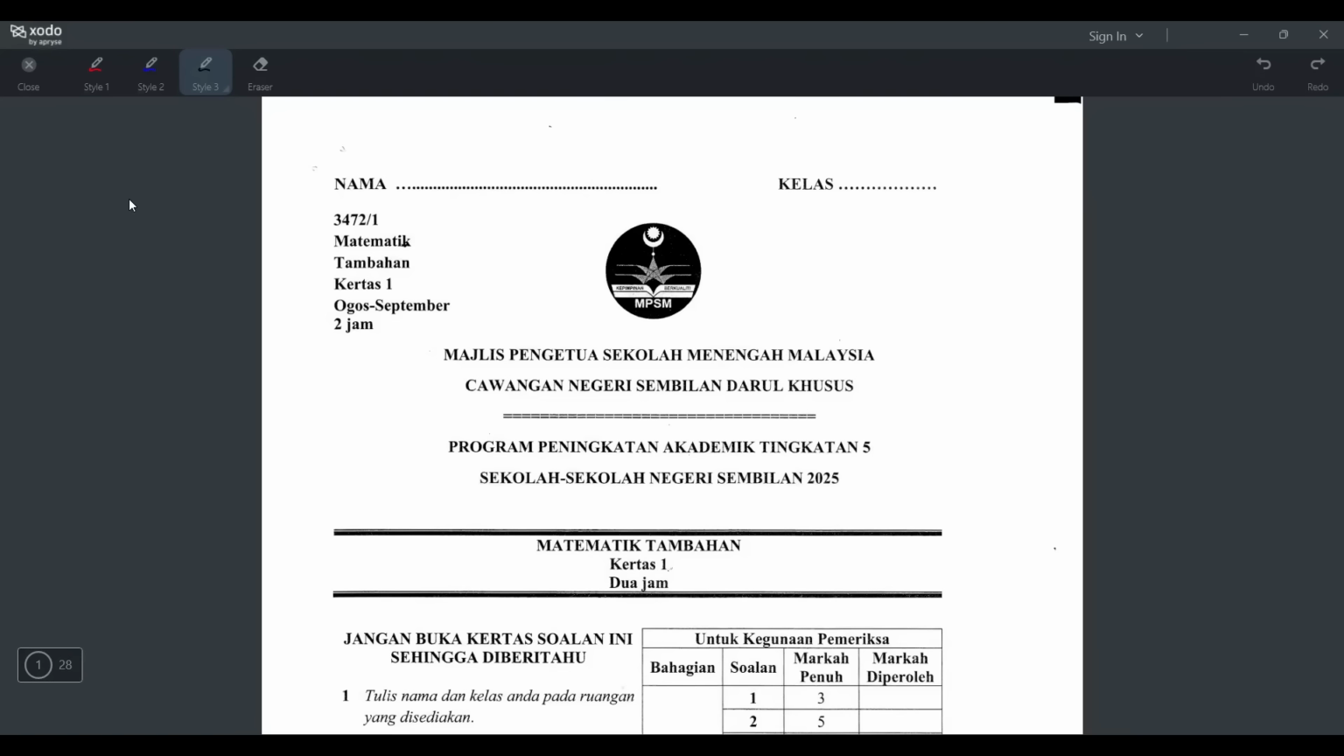Okay, this video I will go through an Addmaths paper. This is the Matematik Tambahan Addmaths paper, and it's the Negeri Sembilan paper 1.